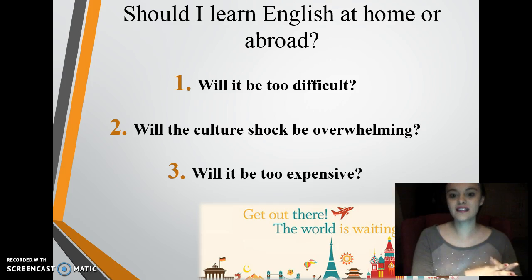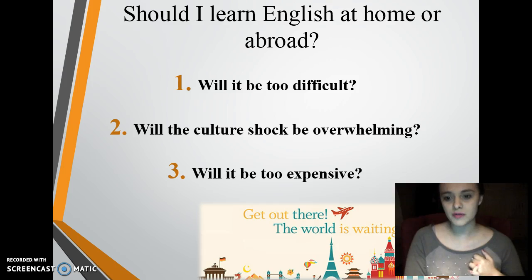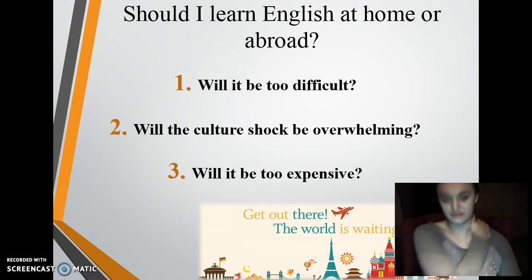Will it be too expensive? It depends on how well you manage your money. There are a lot of helps too that you can get from your schools, but it depends on which country you want to go to and which university you want to go to and learn the language.